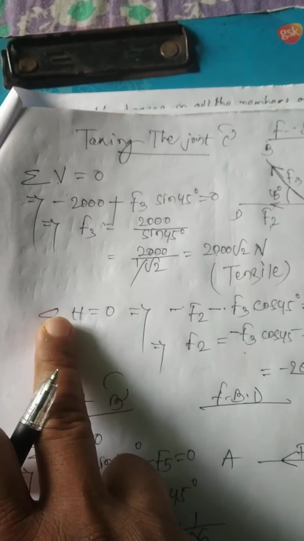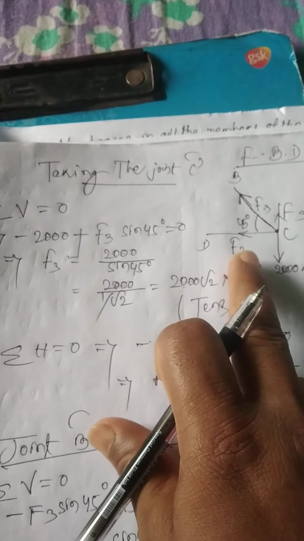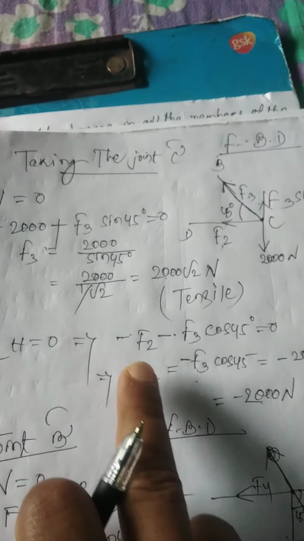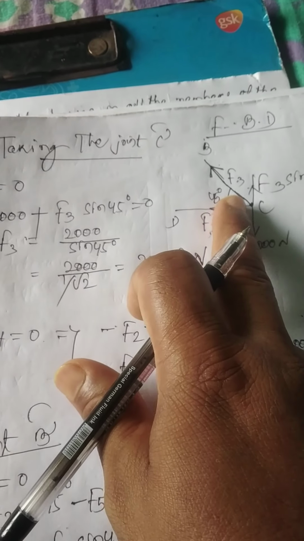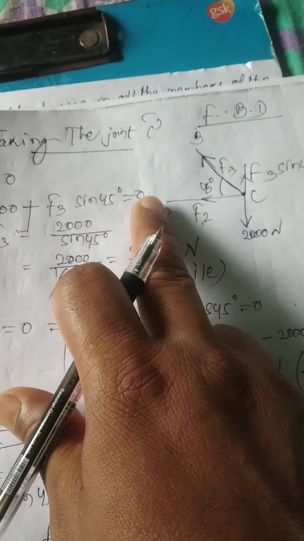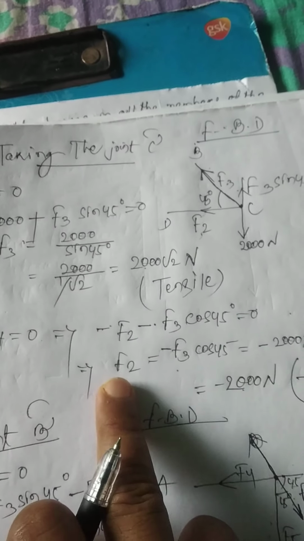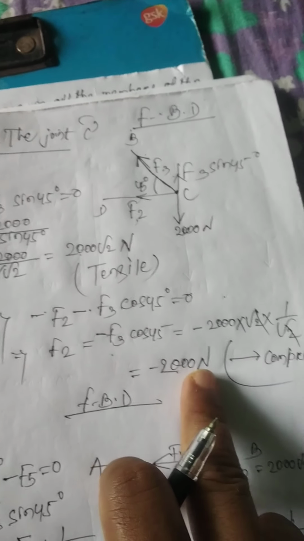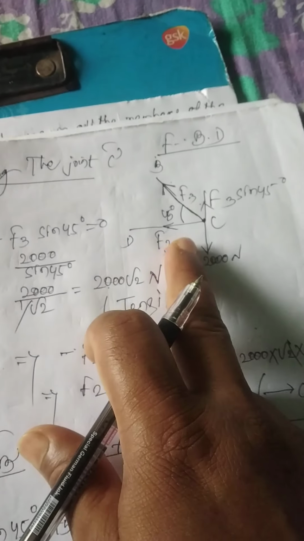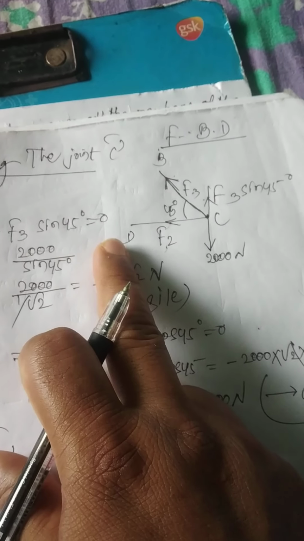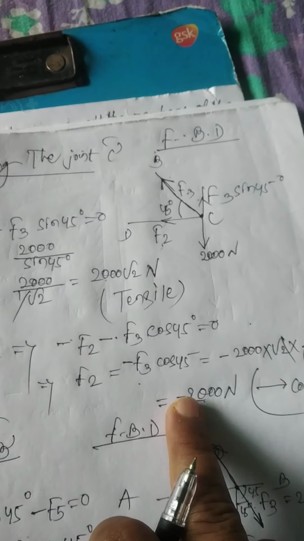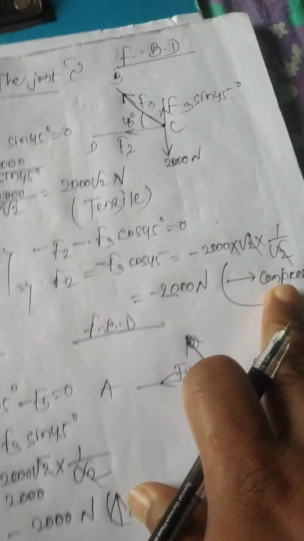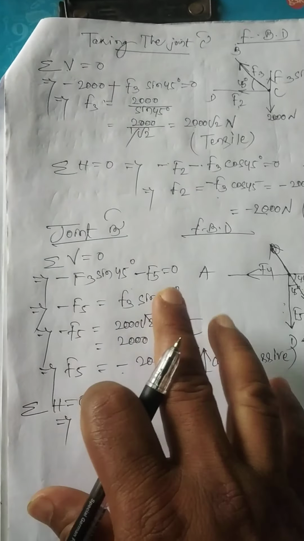Now come to sum of all horizontal forces is equal to 0. Now see, this F2 force is tensile, but it is moving in the leftward direction, so I have taken negative. Again the horizontal component of F3 is also moving leftward, so I have taken negative. So what is the value of F2? F2 is equal to minus F3 cos 45 degree, that is minus 2000 Newton. But I have taken it as a tensile force, so it should be positive, but it's coming negative, so it will be compressive, and you have to write like this.